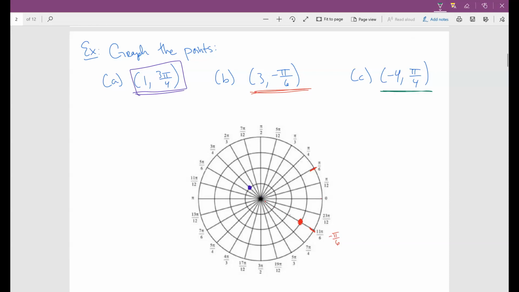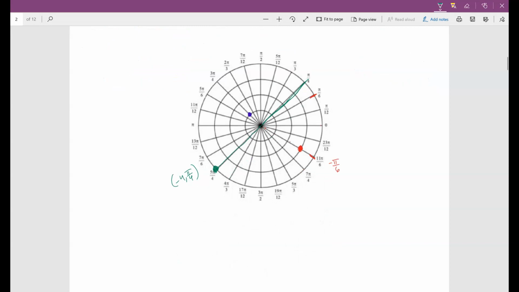Okay, finally, let's do (-4, π/4). So π/4 is right here, but we're going in the negative direction, so we're going to go this guy. So we're going to go 1, 2, 3, 4. So this point right here represents (-4, π/4). Now notice also that this point also represents (4, 5π/4). So if I wanted to graph (4, 5π/4), it's actually the same point as (-4, π/4).